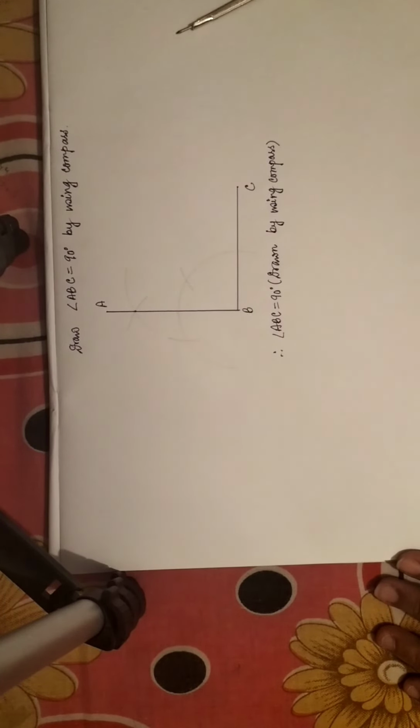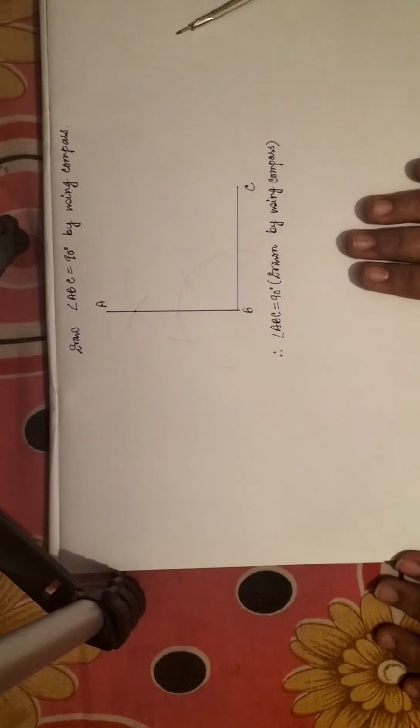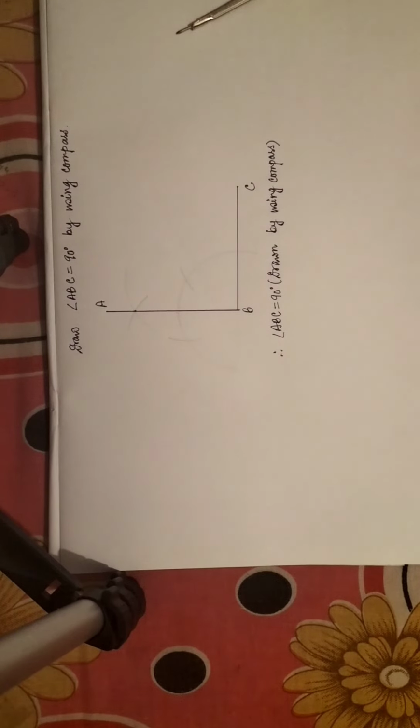And hence we have learned how to draw an angle of measurement 90 degree, means right angle, by using compass. Now we shall learn how to draw an angle of measurement 45 degree by using compass. Let's name it as ABC. So for this, we have to take the scale.